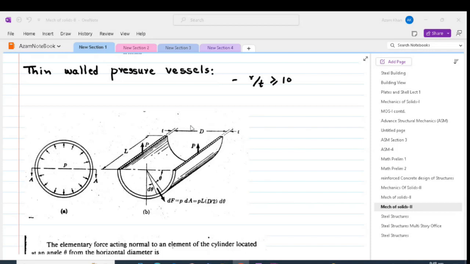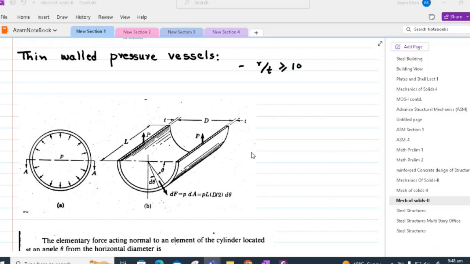We will now discuss thin-walled pressure vessels. Thin-walled pressure vessels are containers designed to hold fluids or gases under pressure where the thickness of the wall is much smaller compared to the vessel's radius. Typically, if the vessel radius to thickness ratio is greater than or equal to 10, then it can be classed as a thin-walled pressure vessel.